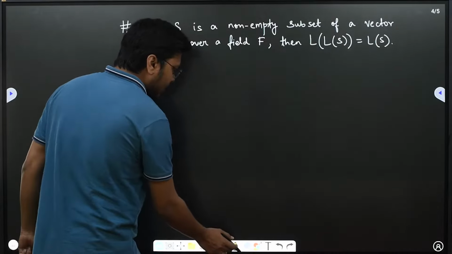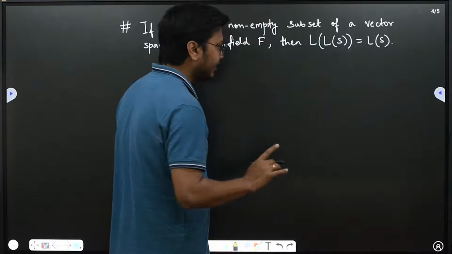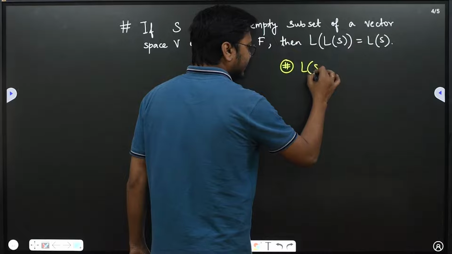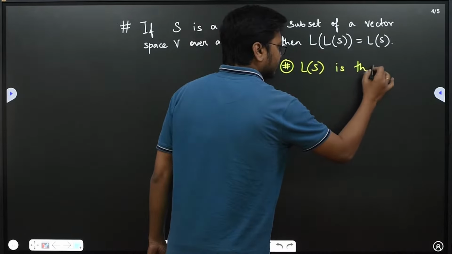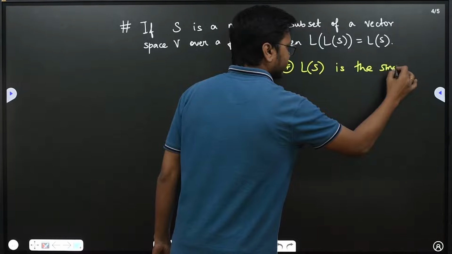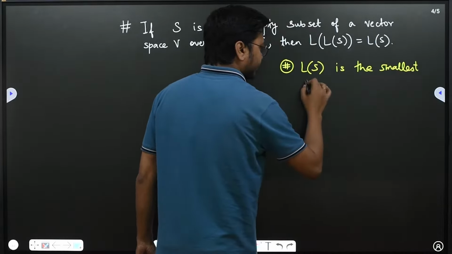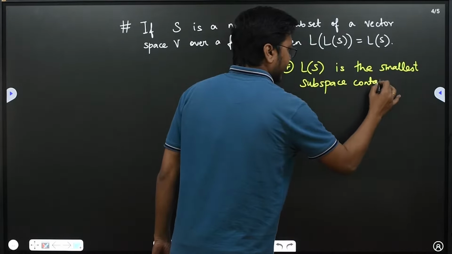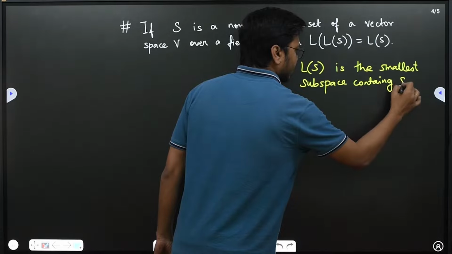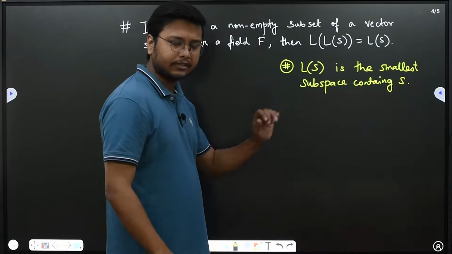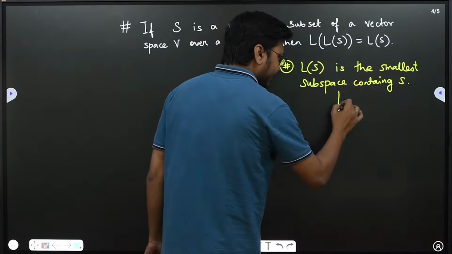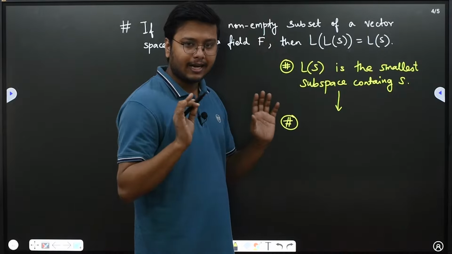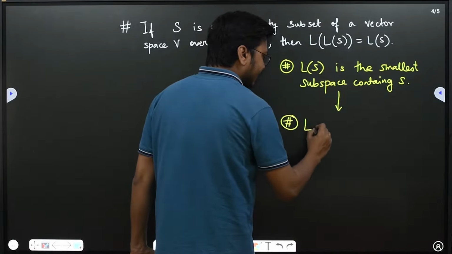Now before I start this, keep this in mind very carefully: L of S is the smallest subspace containing S. Okay, this was the definition of L of S. Now let me write this in a way that will be easy for you to understand this theorem. I am writing it in a little bit easier language.